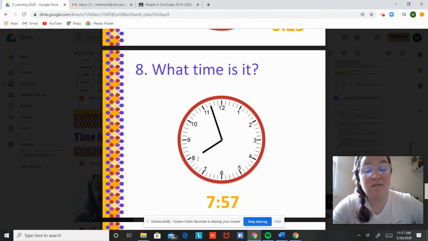Number 8, what time is it? It's between the 7 and the 8. While it is closer to the 8, we still need to go with the smaller number. So it's 7, and it's close to 8 o'clock. It's 1, 2, 3 less to the hour. So 60 minutes is in 1 hour. 60 minus 3 is 57. So it's 7:57.